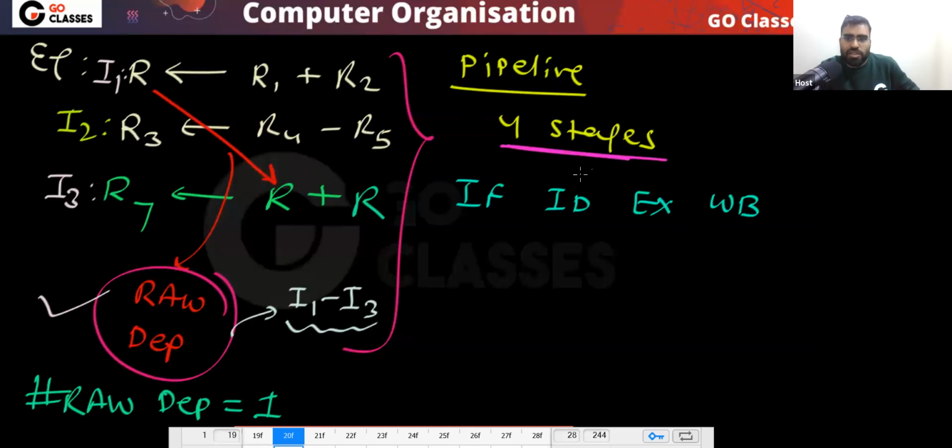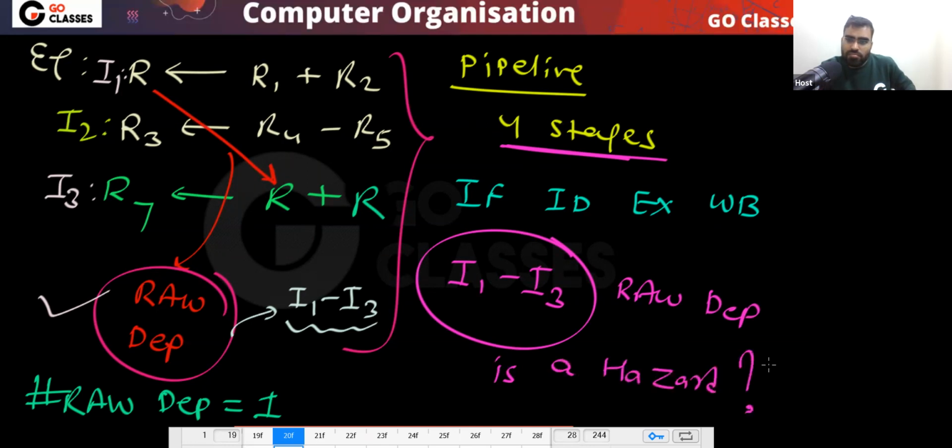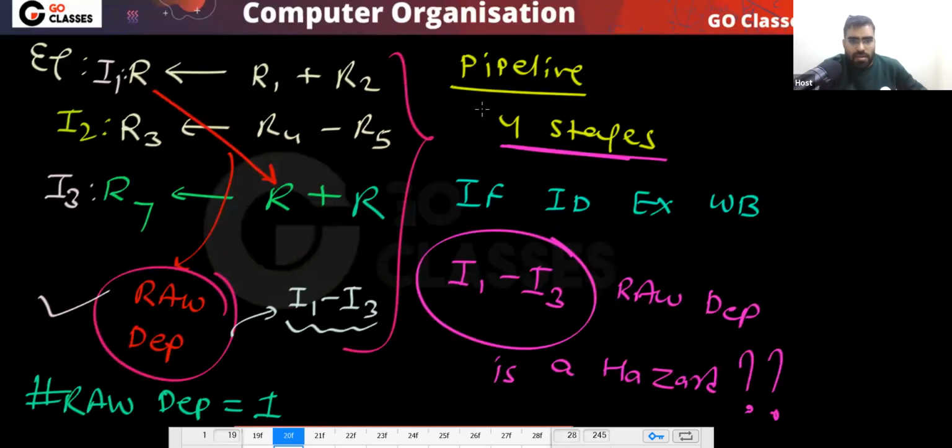So let's assume you have a 4-stage pipeline. These are the stages. Now my question is, this I1, I3 row dependency, is this a hazard or not? Give me the answer.